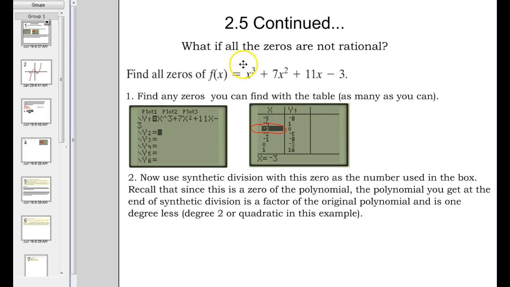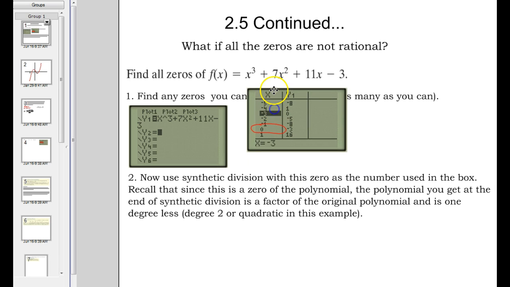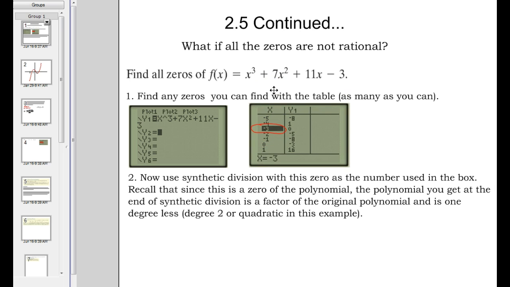But look, remember what we said last time. The leading coefficient is 1. So the only potential rational zeros are whole numbers. -3 was one. That means the other two are not rational. They're going to be irrational zeros. So what we do in that case, once we've found a rational zero, if the others are going to be irrational, then we use synthetic division with this zero as the number that we put in the little box.